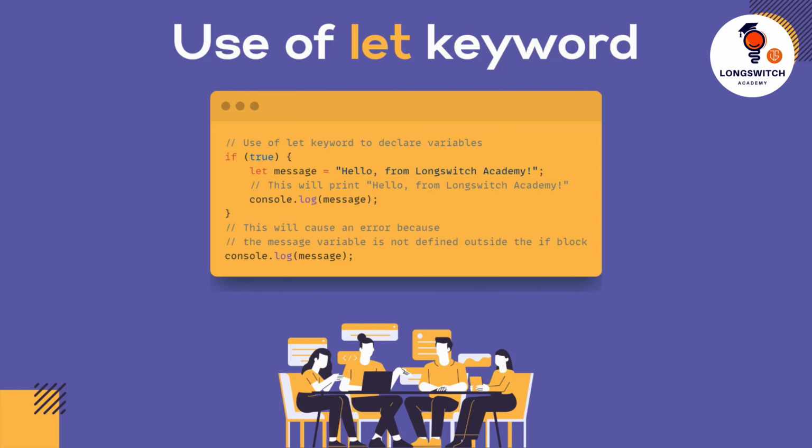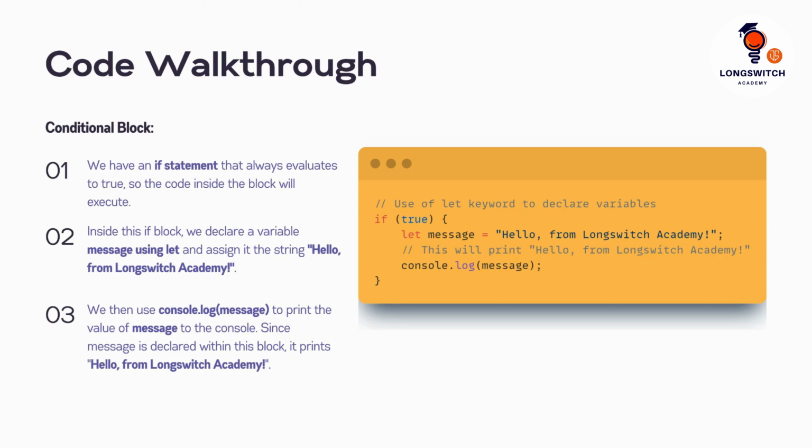Let's check out one code sample. In this example, we're demonstrating the use of var keyword. Here's a step-by-step explanation. First we have a conditional block. Inside that conditional block, we have an if statement that always evaluates to true, so the code inside the block will execute.